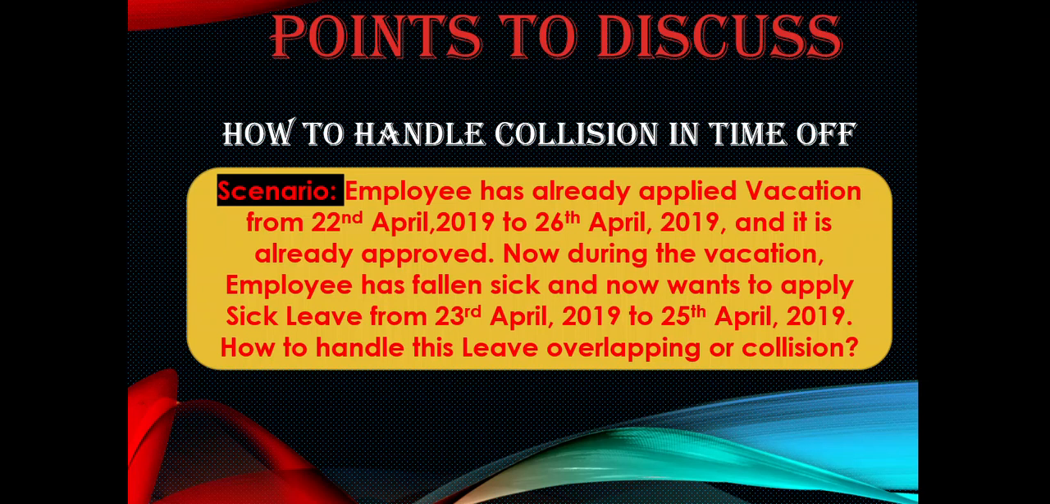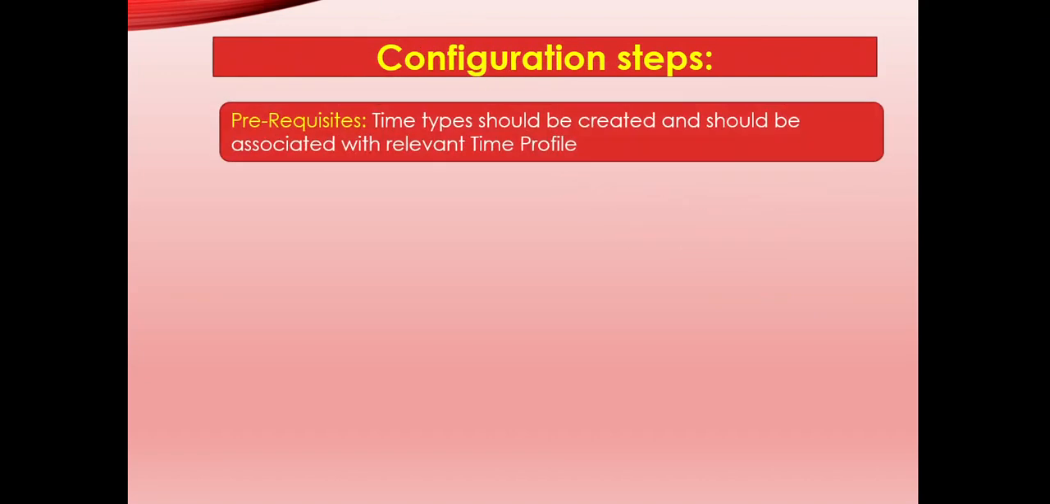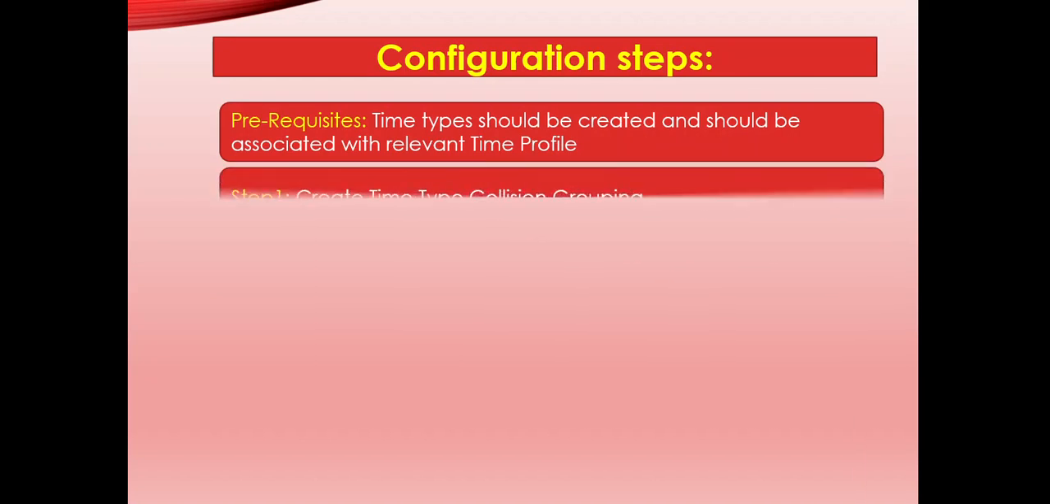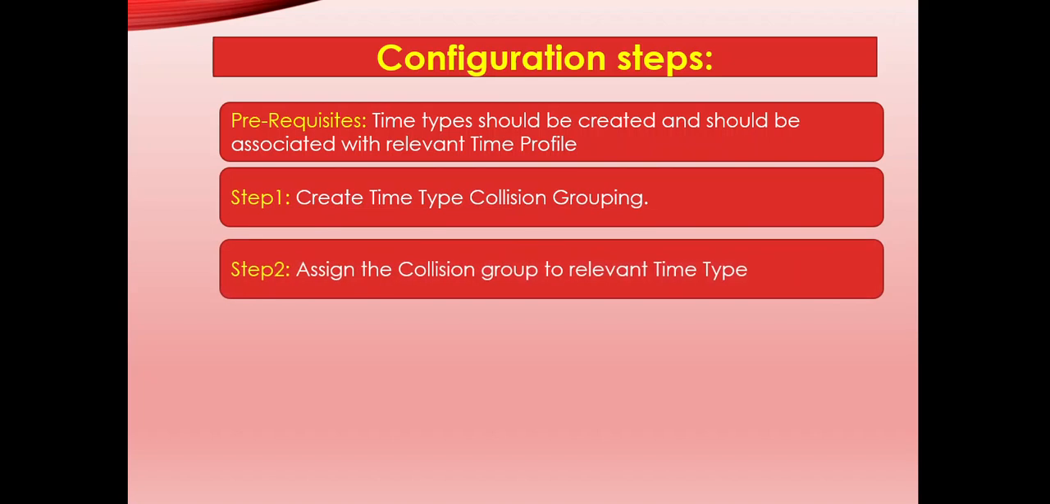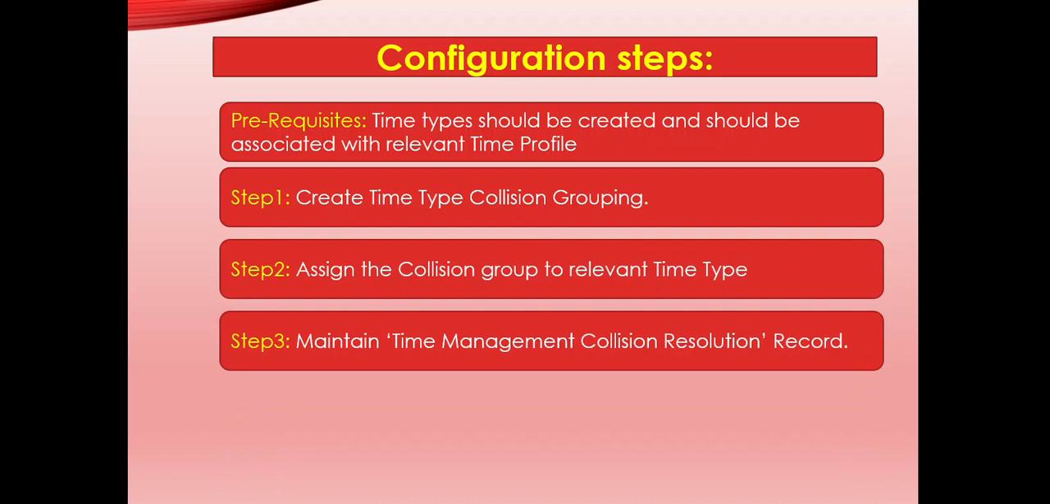What are the configuration steps for this? First, the prerequisite is that the particular time type should be created in the system, obviously, and associated with the relevant time profile. Step one is to create the time type collision grouping, a separate one. Step two is to assign that collision group to the relevant time types.